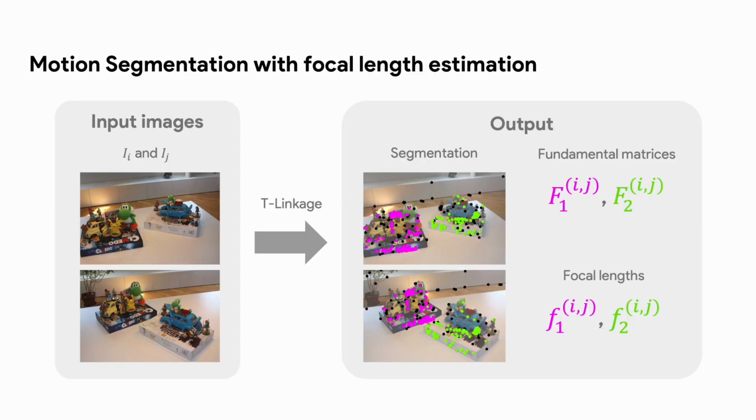Starting from motion segmentation, we take two input images at a time, Ii and Ij, and extract key points in these images and use T-linkage coupled with the 6-point algorithm to obtain segmented key points depending on their motion, and a set of fundamental matrices, one for each motion, and tentative focal lengths, one for each motion.